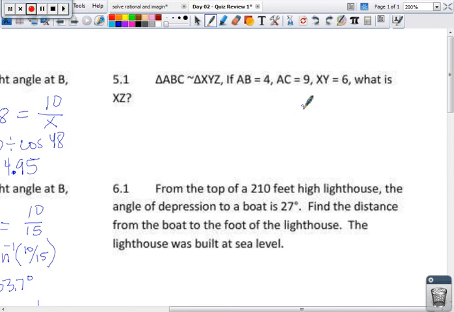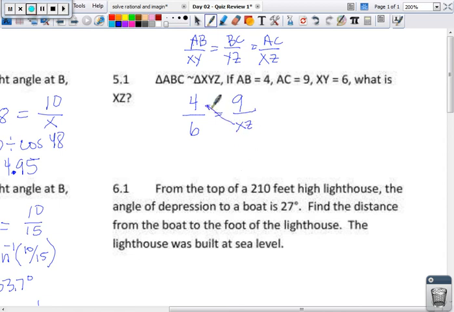Question number 5. Here we have similar triangles, so we have proportional sides. AB over XY is in proportion to BC over YZ is in proportion to AC over XZ. It all comes by the letters and their ordering. So AB is 4, AC is 9, XY is 6, so 4 over 6 is in proportion to, we're looking for XZ.